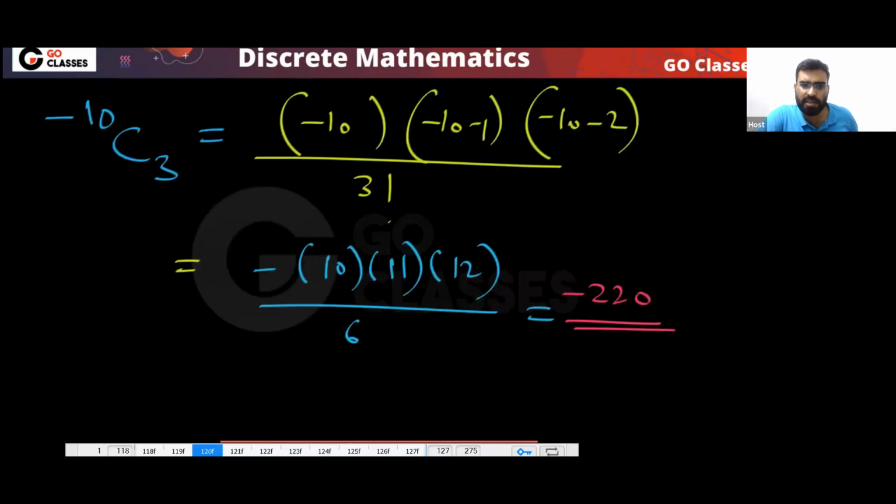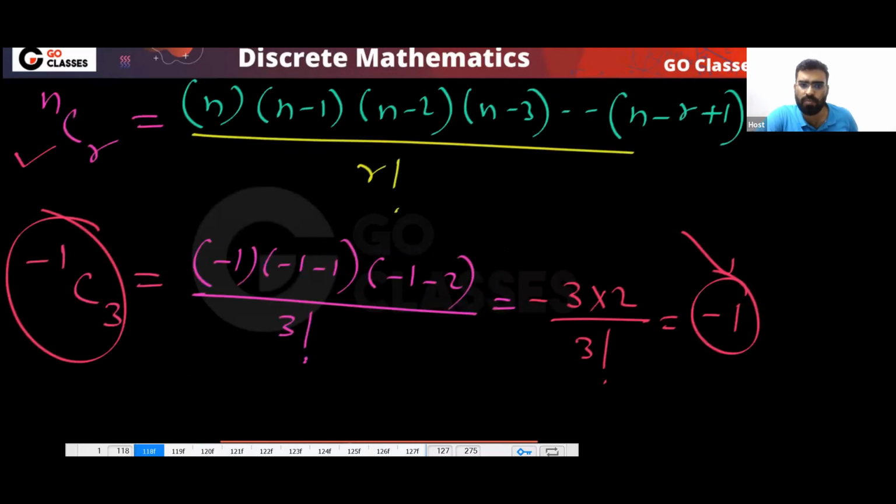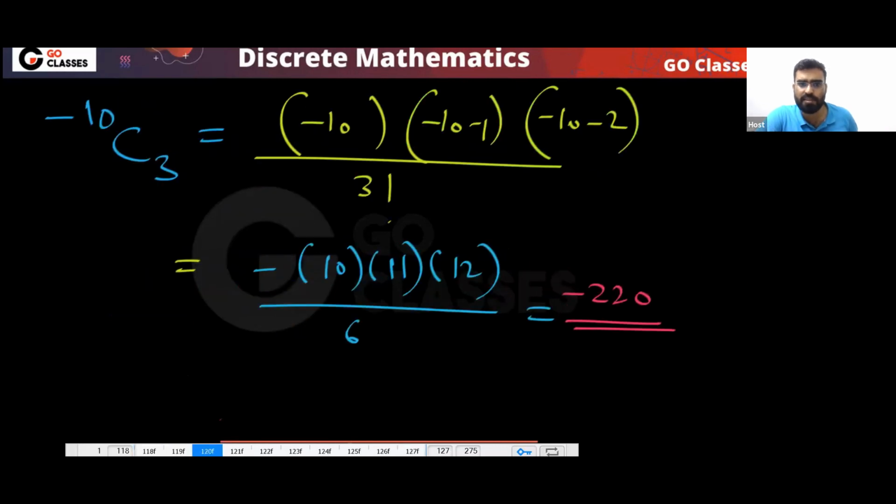Very simple. These things are not complicated. These things are very easy. Whatever I ask you, you can very easily do. So this is called extended binomial coefficient. Is this clear to everyone? So okay, very important note.